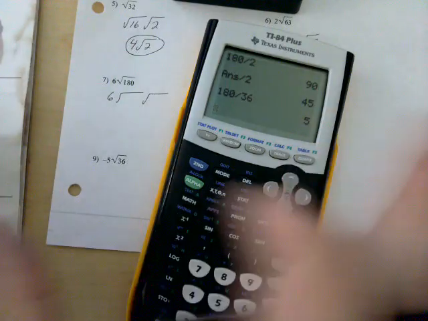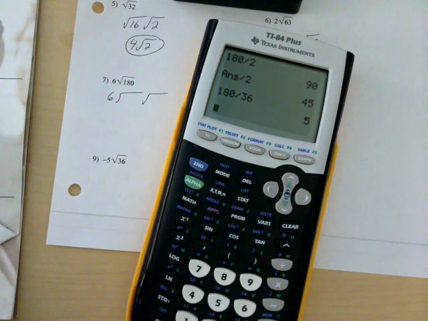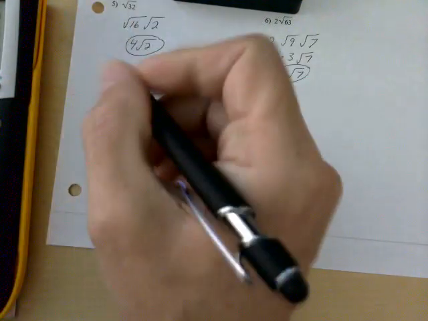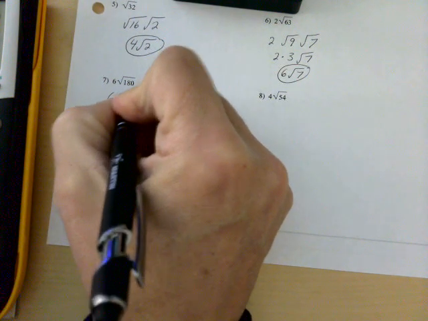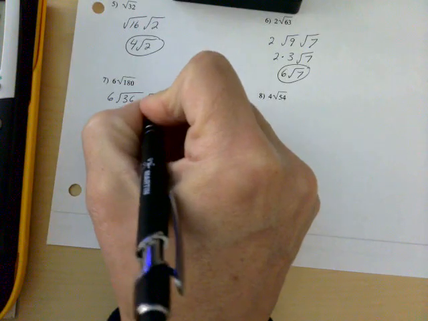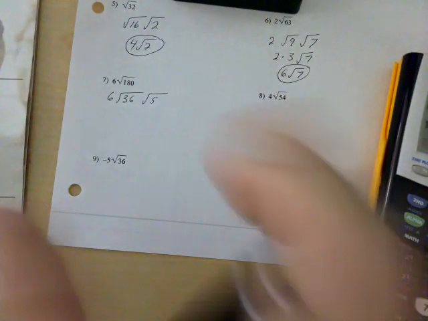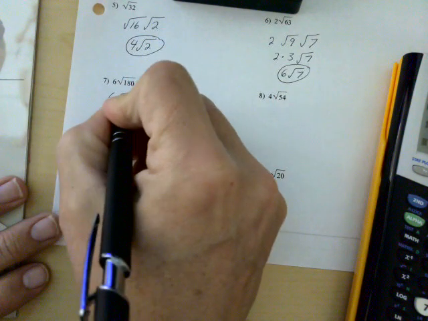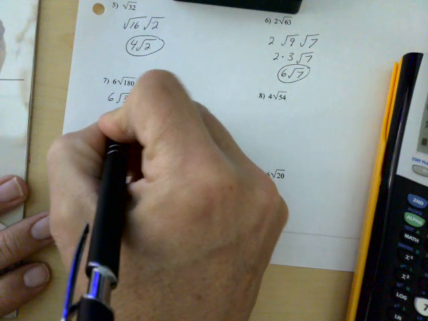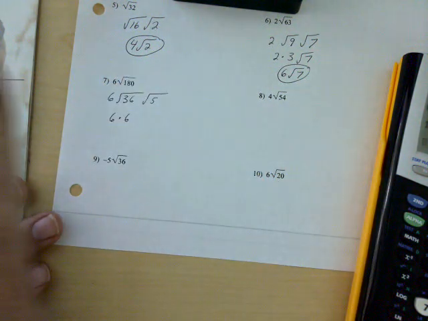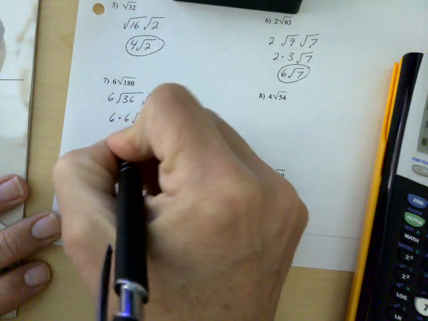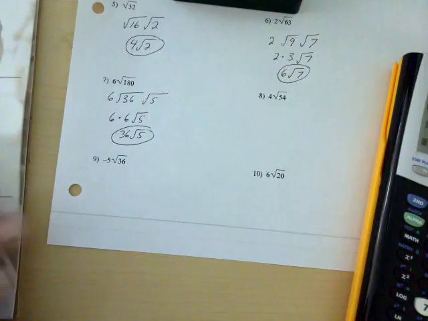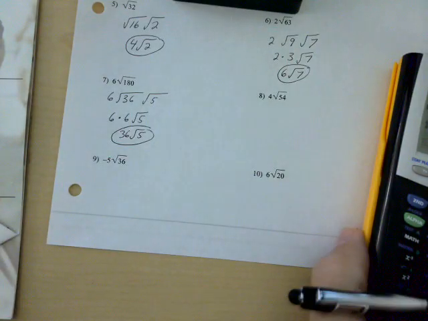So play around with numbers, have a good number sense, and find how you're going to break up the number underneath the radical. So 36 times 5 is 180, and I know the square root of 36 is a 6. We already had a 6 on the outside, so it's going to become 6 times 6, root 5, for a 36 root 5. Okay, and again, you can check it on a calculator.